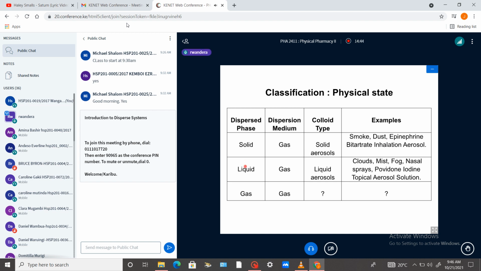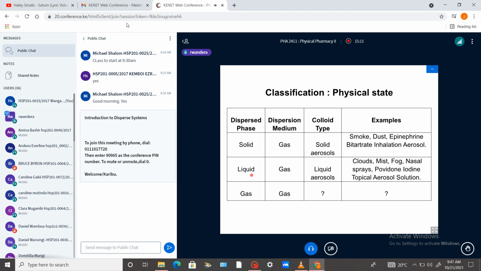Where we have our dispersed phase as a liquid dispersed in a gas, this is what we refer to as liquid aerosols. And examples, we have clouds, mist, fog, nasal sprays. We also have the formulation povidone iodine topical aerosol solution, which will fall under this category.